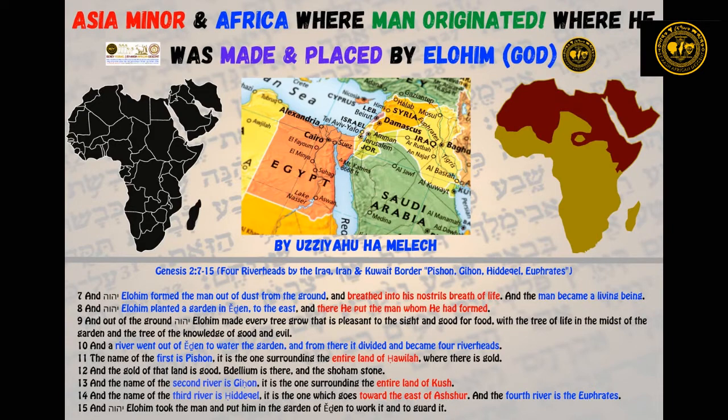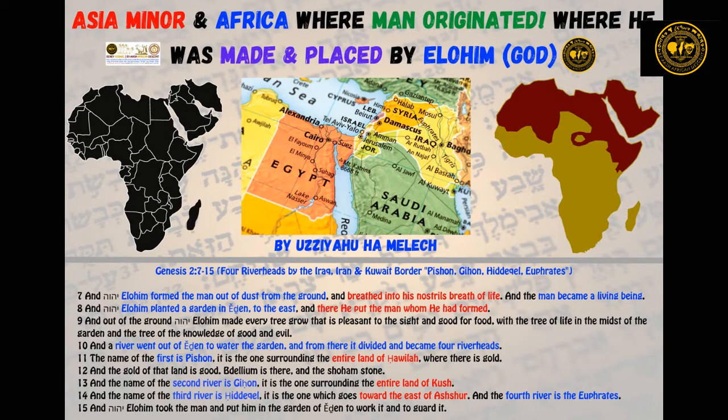13. And the name of the second river is Gihon. It is the one surrounding the entire land of Cush. Now, you have Ethiopia today, right? They call that Cush. But then you also have Cush stretching all the way out to India as well, right? So it's two things going on. But they also say that there's a Gihon River in the Ethiopia area.